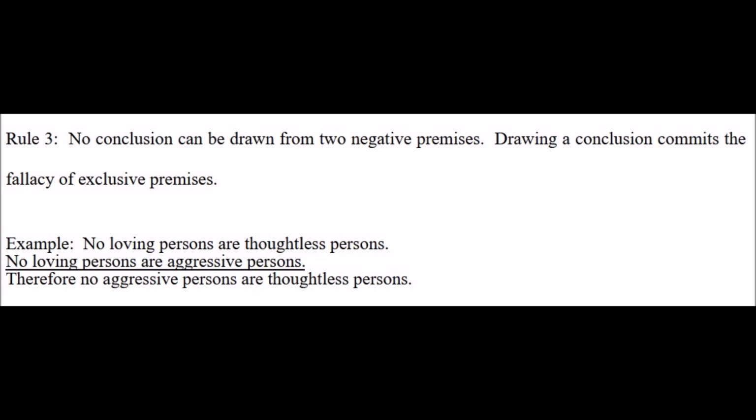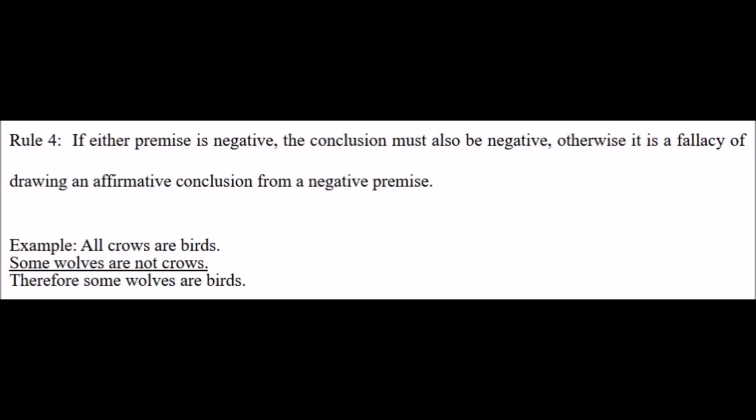Number 3, no conclusion can be drawn from 2 negative premises. Drawing a conclusion commits the fallacy of exclusive premises. Rule 4. If either premise is negative, the conclusion must also be negative. Otherwise, it is a fallacy of drawing an affirmative conclusion from negative premises.